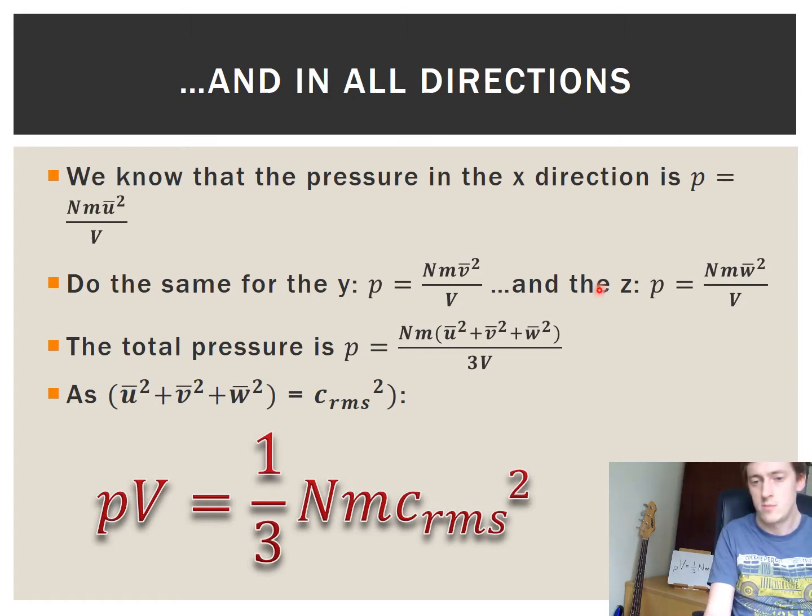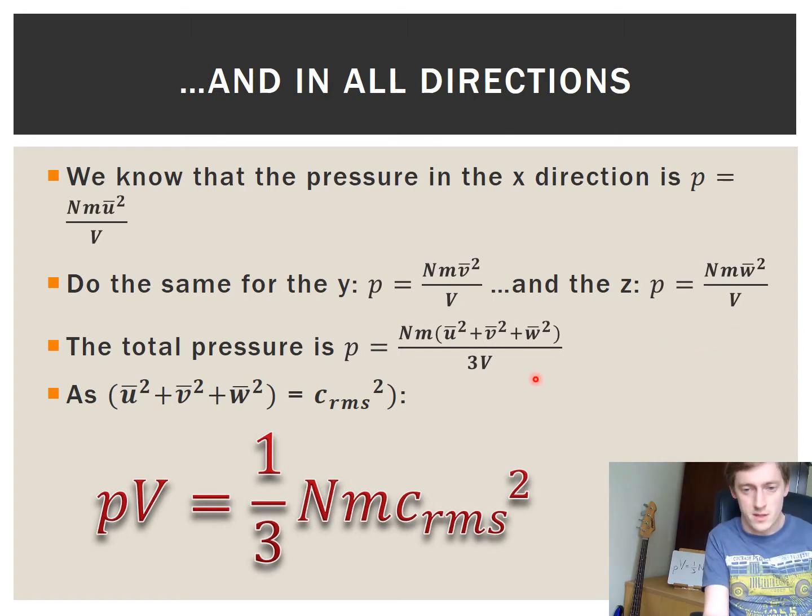You do exactly the same for the y. You end up with the pressure in the y direction being nm v bar squared over V, and the pressure in the z is nm w bar squared over V, and those are the three pressures. If we want to work out the total pressure, we're going to add those three pressures together and then divide by 3, because your area has now become 3 times as big if you're looking at a cube, and the same logic will work if you're not looking at a cube at all, but at the moment we are. So the total pressure is nm (u bar squared plus v bar squared plus w bar squared) all over 3V. We just added the 3 together and divided by 3. We found the average of all of those.